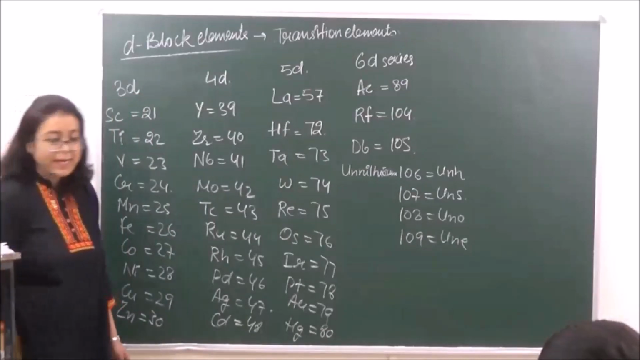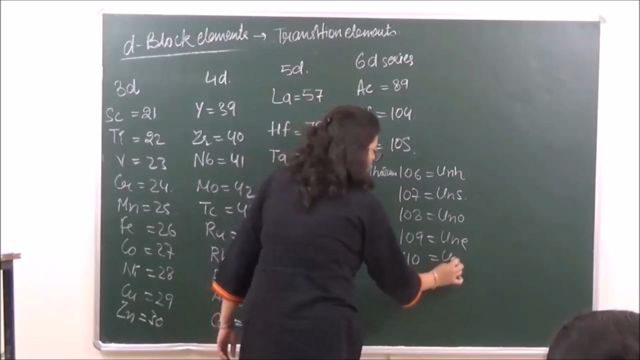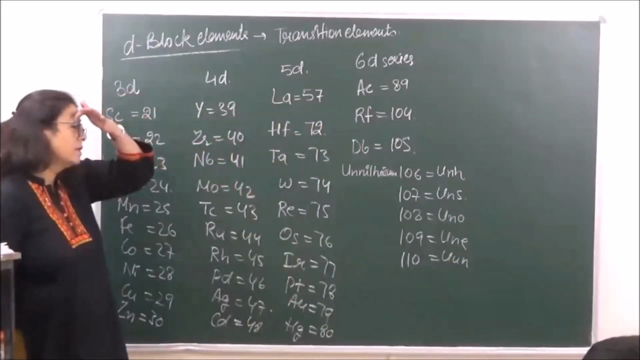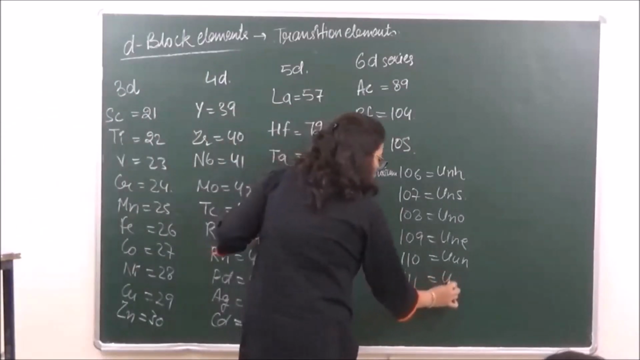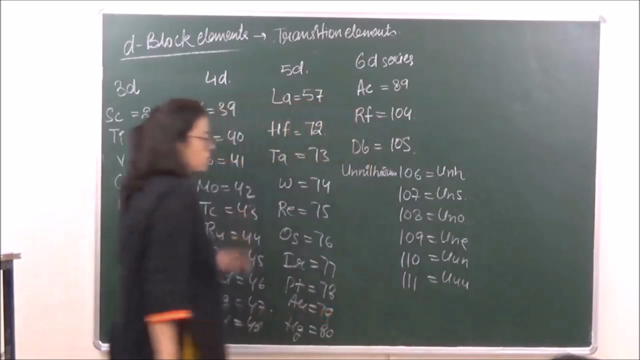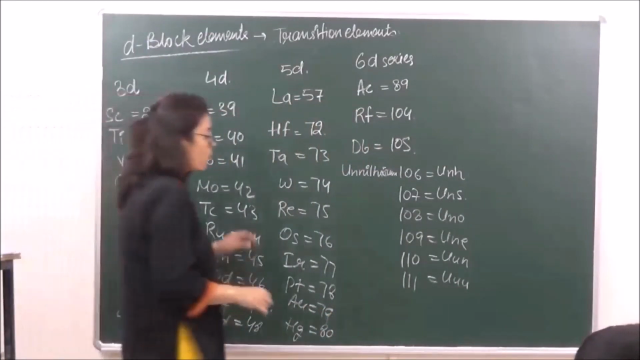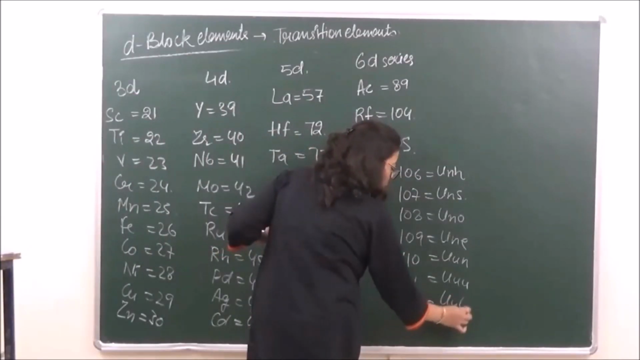And then we have 110, UUN. Okay, and then we have 111, UUU. Okay, and the last one, that is 112, that is UUB.